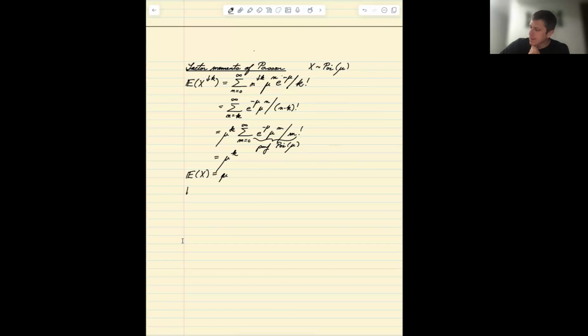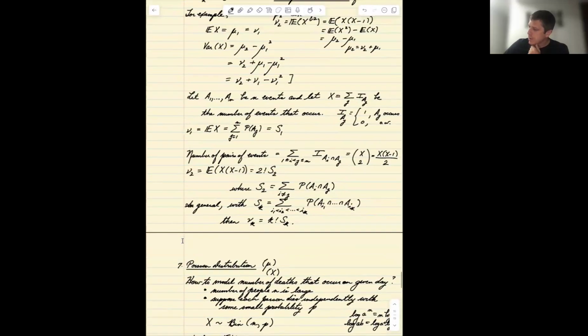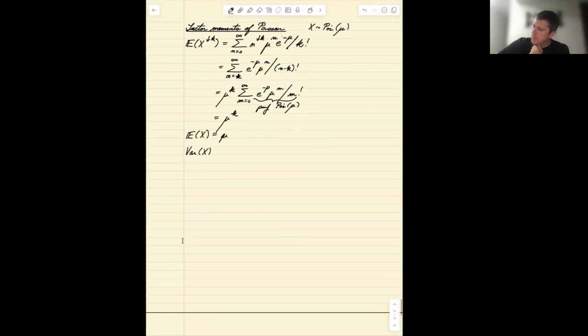And the variance, which we calculated above in terms of factorial moments, we saw that the variance can be expressed as the second factorial moment plus the first minus the first squared. So that's actually also just equal to the first moment.